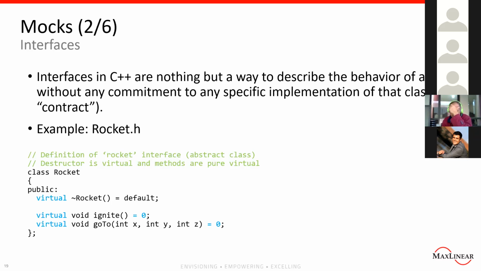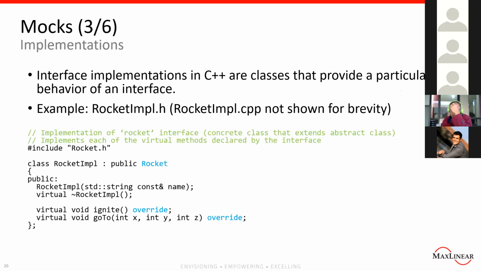Once we have that interface, then we can create different implementations for it. In our case, those implementations are C++ classes that provide a particular behavior. In our example, we can see that our implementation extends the Rocket interface and overrides all the pure virtual methods that were declared previously in the interface. The C++ source file is not shown for brevity, it doesn't matter here.